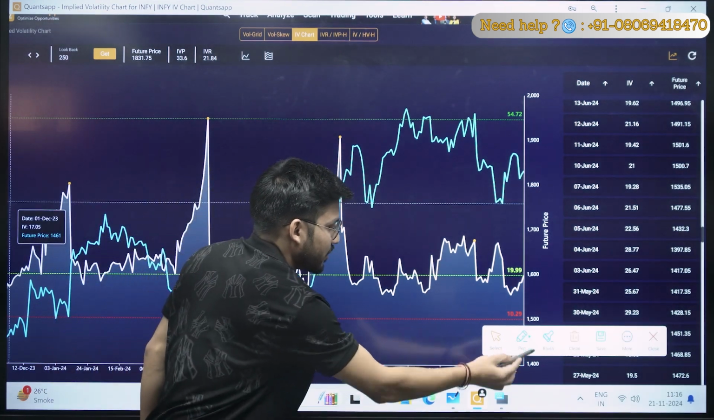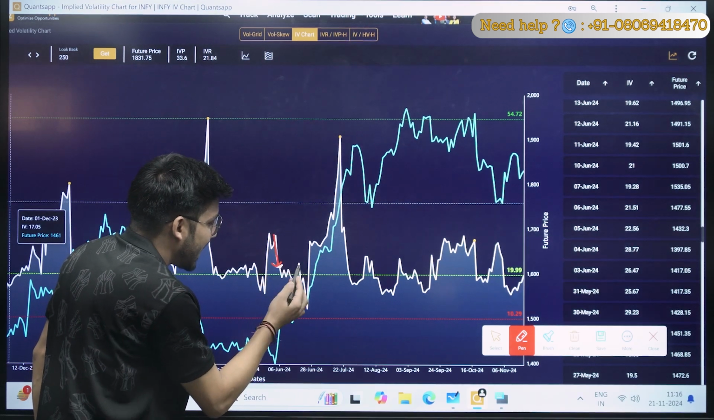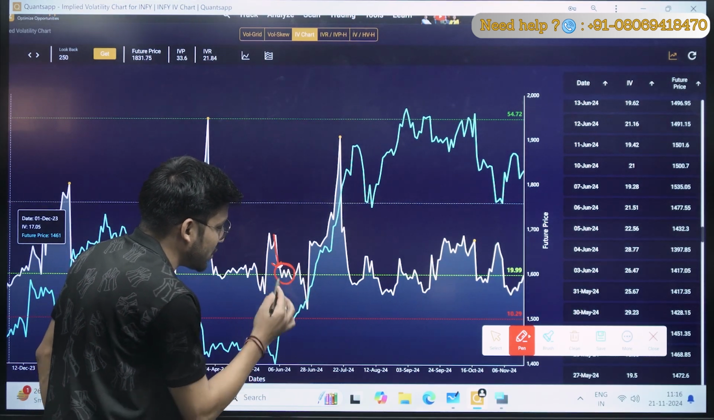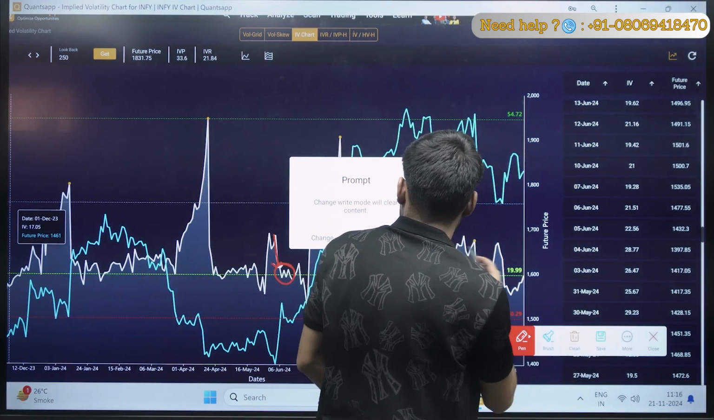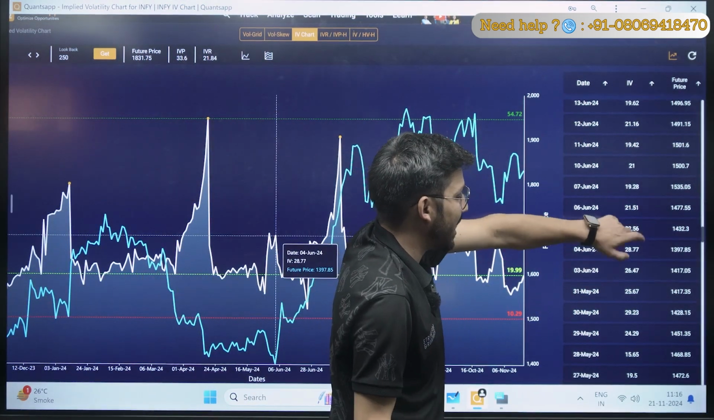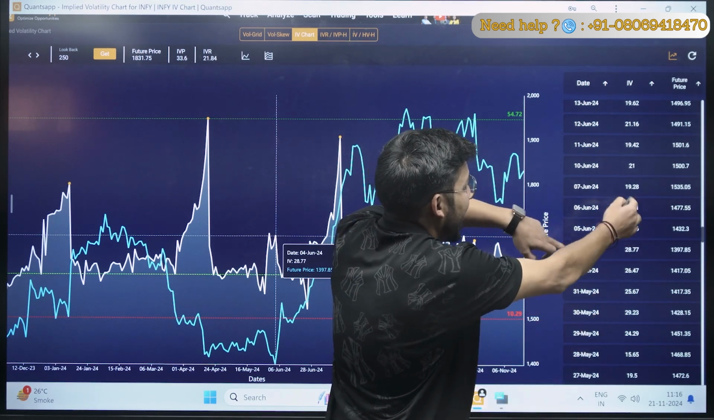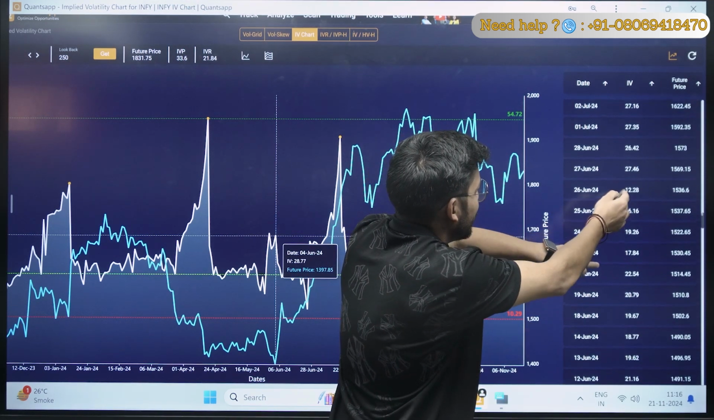Let me change the color of the market just a second. Okay, so you can see the IV cooled down. After that, my IV was just moving at the bottom, right? So let me show you here as well. On the 4 June, 5 June, the IV was very good. Okay, after that, my IV decreased, and went to 16, 12.